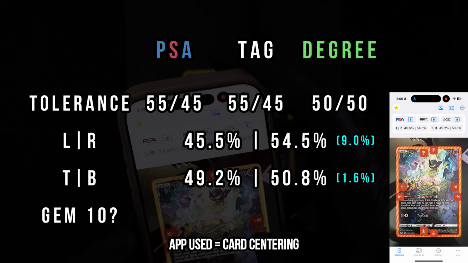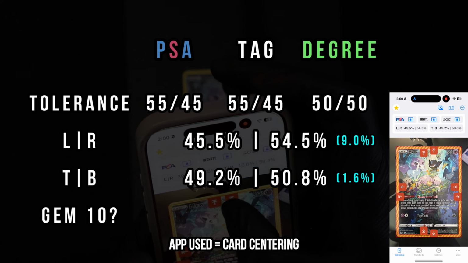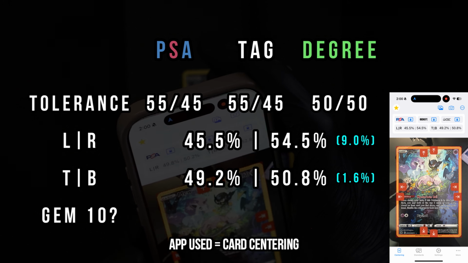The 1.6 is a great thing to have, and it absolutely meets the gem mint values for PSA and TAG. Even the 9% is within that 10% difference. But for Degree, we are absolutely not meeting that perfect 50 out of 50.